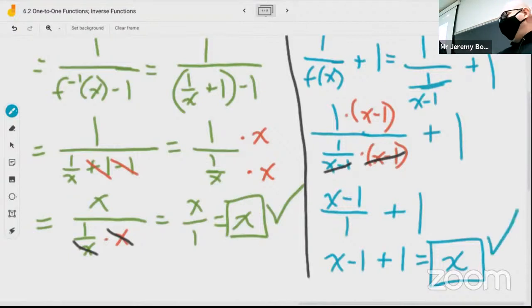So both ways we were able to verify, yes, f of f inverse is x, and f inverse of f, they're both x. And so yes, those two functions are inverses of each other. Any questions on that?